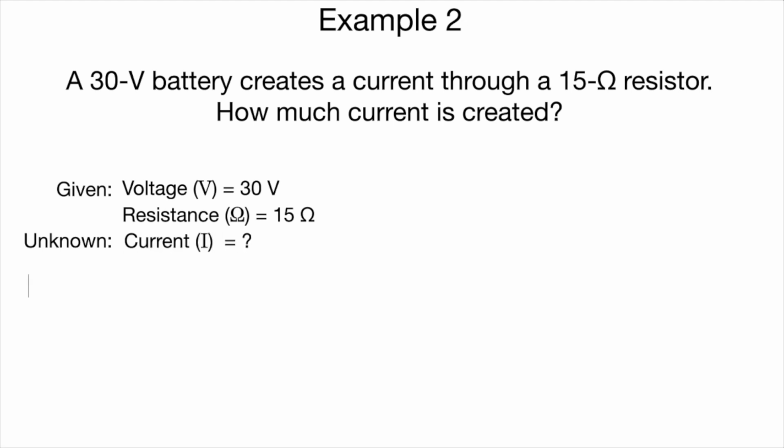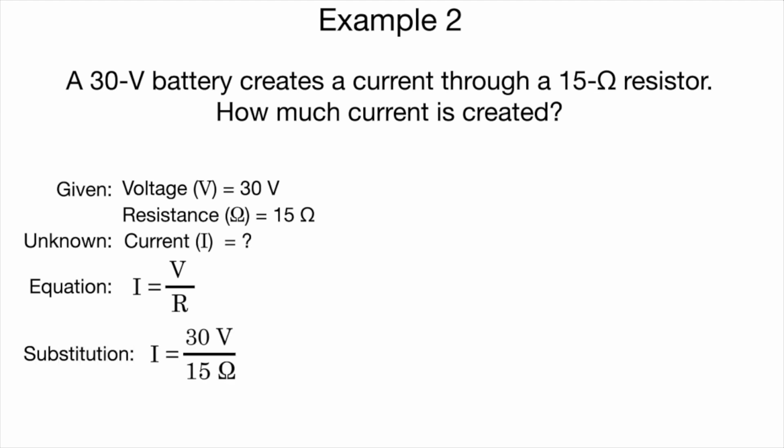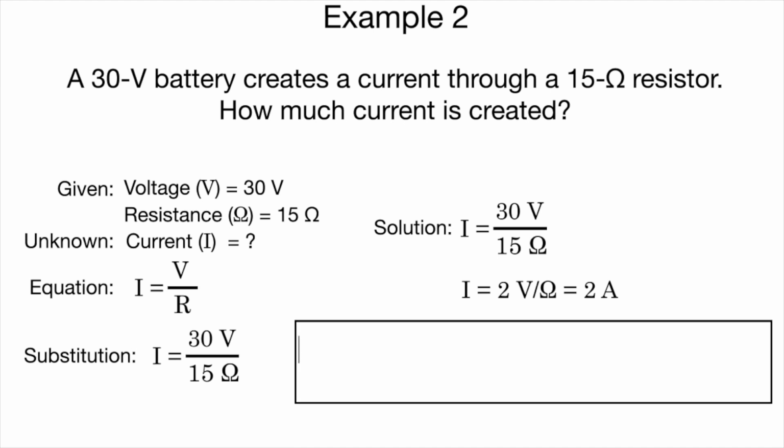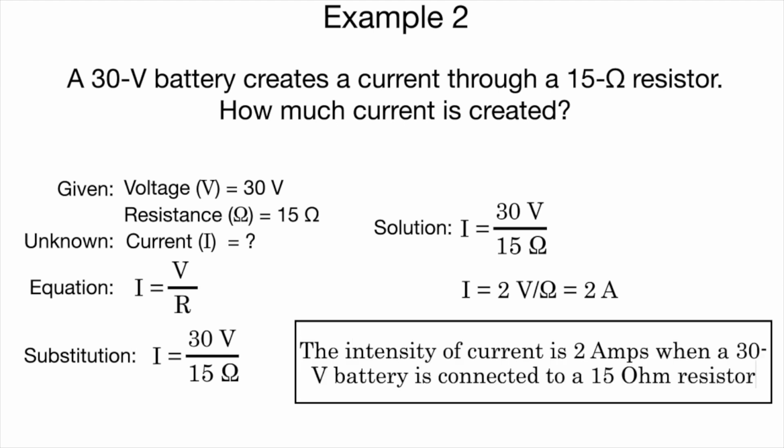Therefore, our equation would have to be I equals V over R. So we substitute this in, and we get I equals 30 volts over 15 ohms. Our solution then will be I equals 30 volts over 15 ohms. Therefore, I equals 2 volts per ohm, or 2 amps. So we can say the intensity of current is 2 amps when a 30 volt battery is connected to a 15 ohm resistor. Let's draw this to a conclusion.